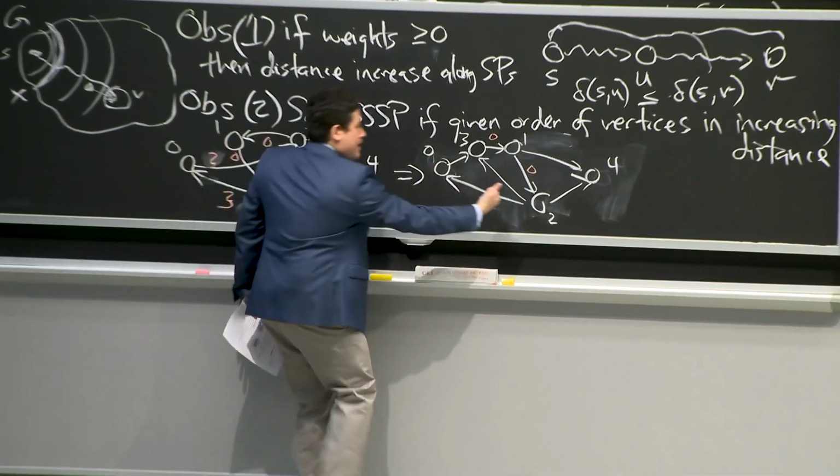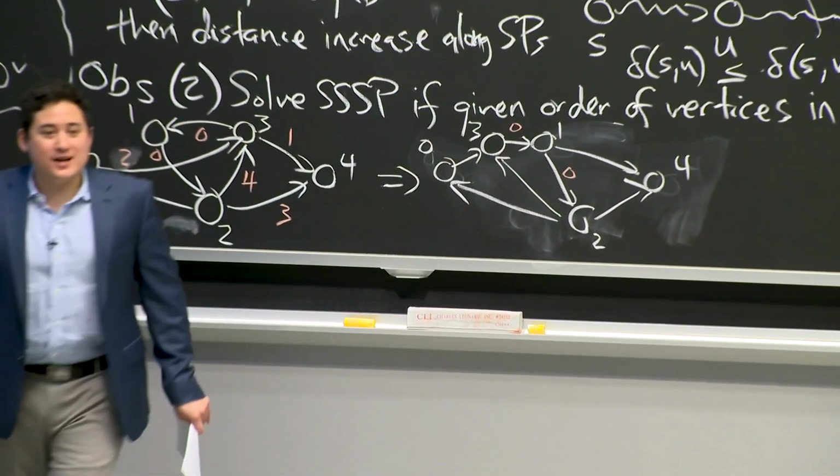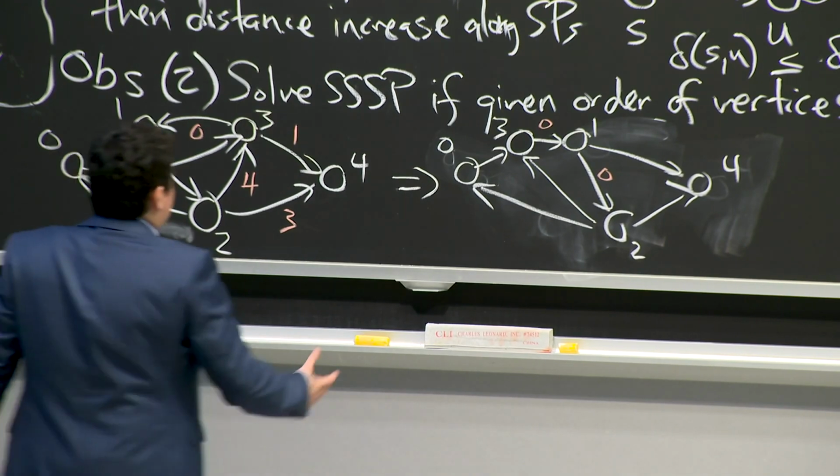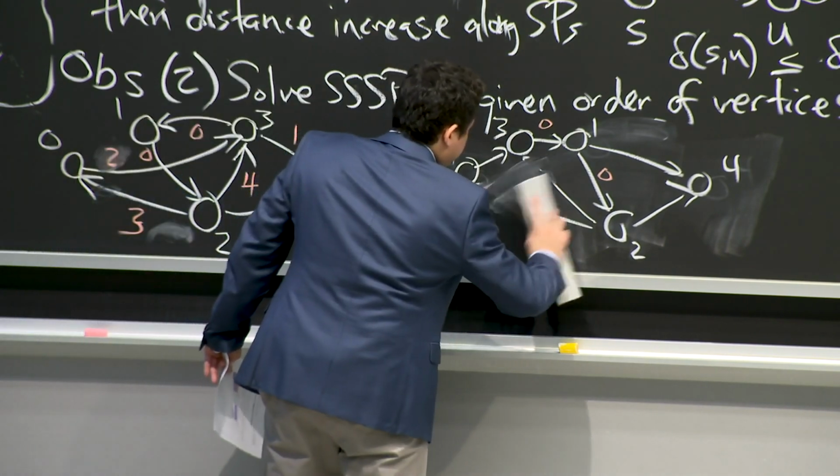And any edge going backwards that is positive weight certainly can't be used in any shortest path. So I'm just going to get rid of them.